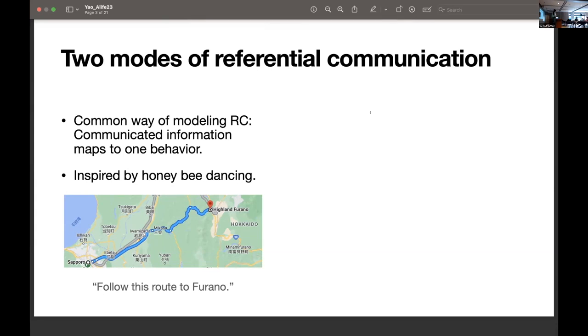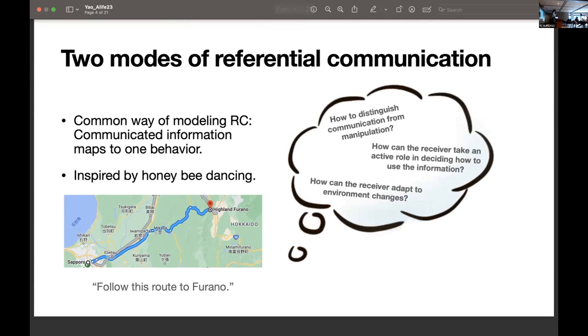So this old approach seems to miss some important aspect of behavioral flexibility we can find in much daily life communication. We can also ask a lot of questions when we use this old mode. For example, how to distinguish communication from just manipulating an object, and how is it possible for the receiver to take a more active role in deciding how to use the information and how to adapt to environmental changes?